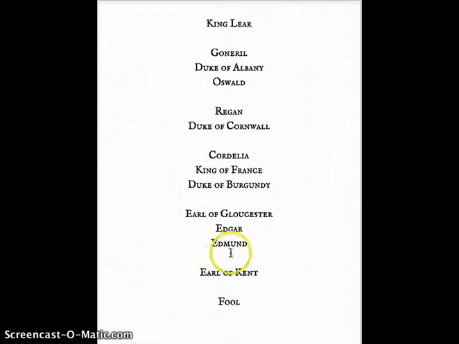So our two main villains of the play are Goneril and Edmund. And Goneril's helped by Regan and the Duke of Cornwall. Edmund is just this evil character, just pure evil.